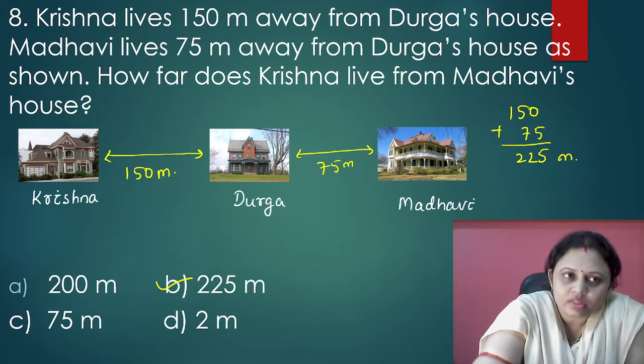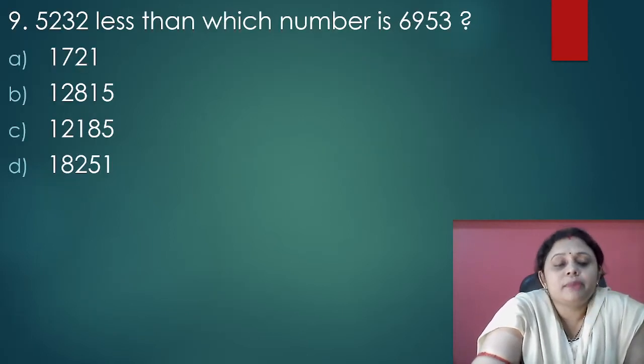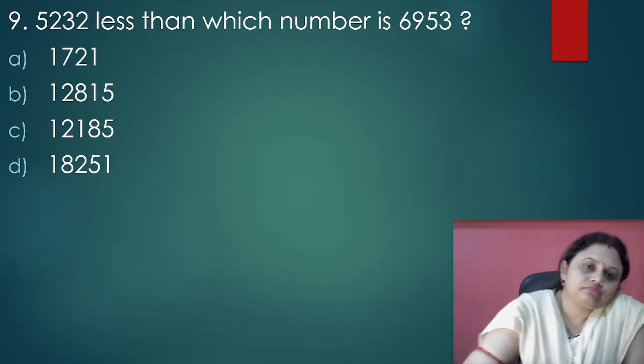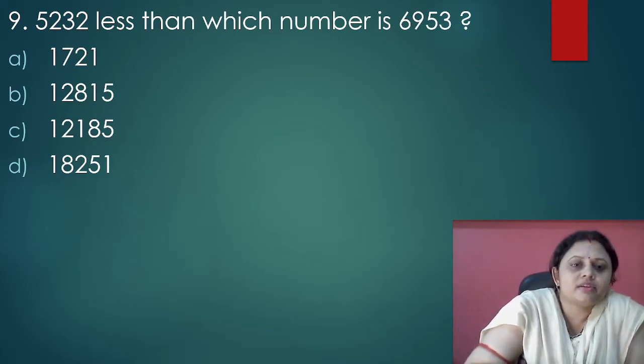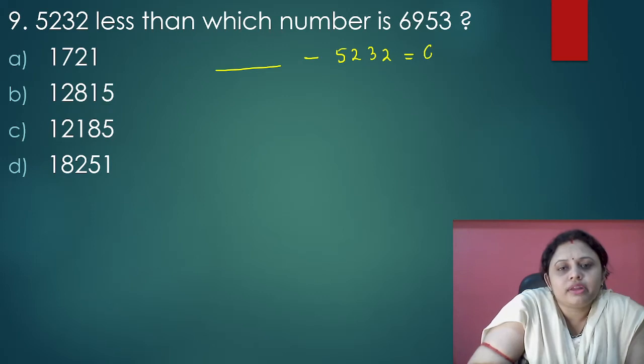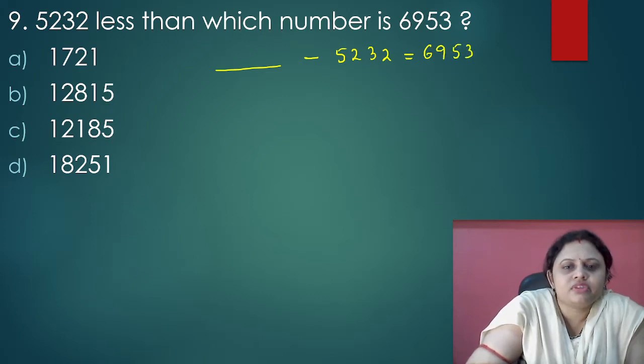Okay. Next question. 5232 less than which number is 6953? From which number, if we subtract 5232, we will get 6953. So what is the number? How to get? We have to simply add these numbers.